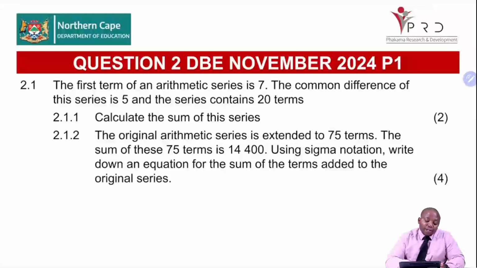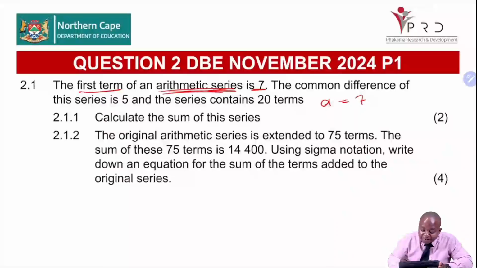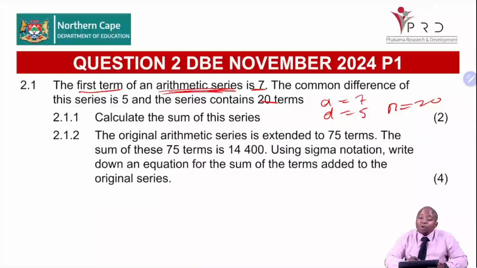Welcome back, grade 12. Let us look at 2.1. It reads as follows. The first term of an arithmetic series is 7. So we are told the type of series that I'm working with, it is arithmetic. So we have a equals 7. And we are told that the common difference of this series, d, is 5. That's important. And the series contains 20 terms. Oh, nice. And n is equal to 20. It says calculate the sum of this series.